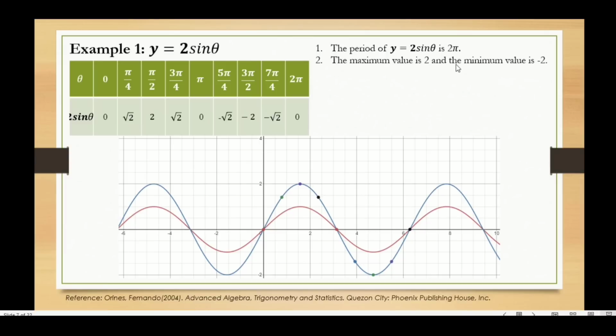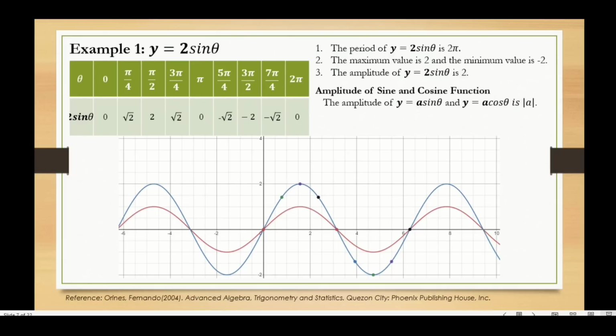So, the minimum value is negative 2. The amplitude of y is equal to 2 sine theta is 2. So, paano kinocompute yung amplitude na yan? So, amplitude of sine and cosine function, parehas lang. Yung formula na gagamitin kapag kukunin natin yung amplitude ng sine and cosine function.